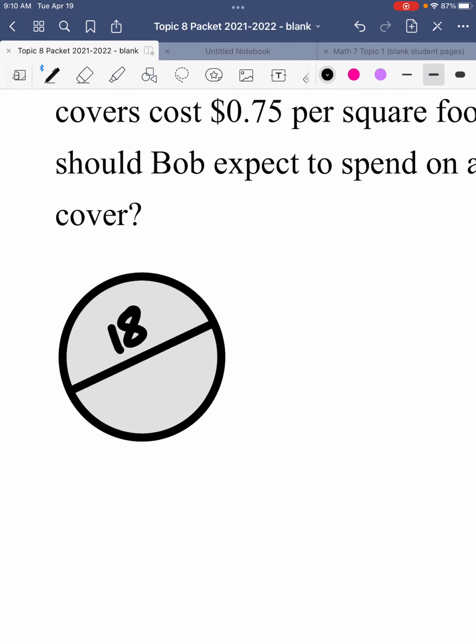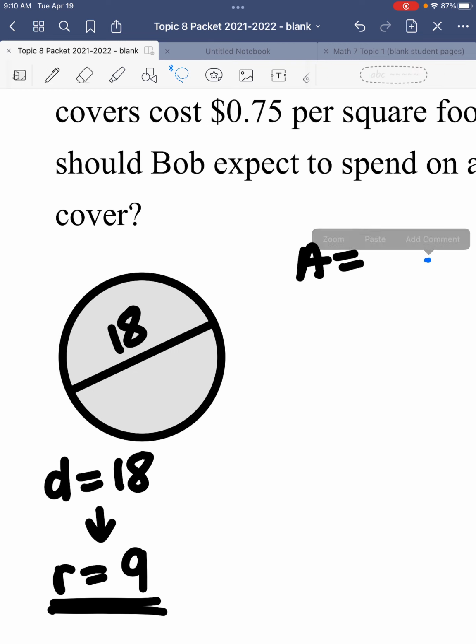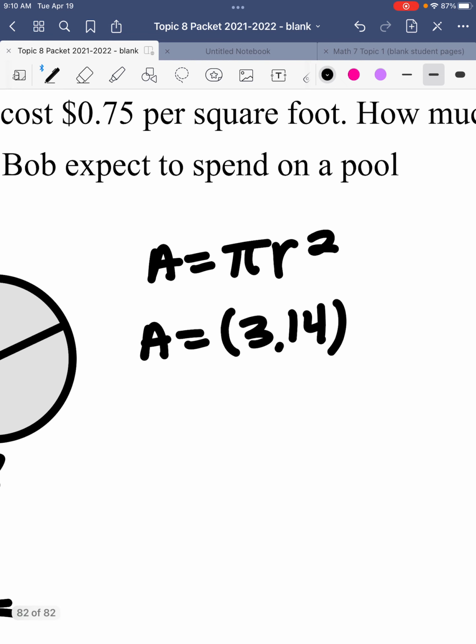Well, diameter doesn't help me a whole lot in my area formula. I need the radius. So if the diameter is 18, what is my radius? My radius is half of that. 18 divided by 2 is 9. So we're going to use that value for my radius in my formula. So area equals pi times the radius squared, right? So let's plug some stuff in. Area equals 3.14 times 9, and I need to square that 9.